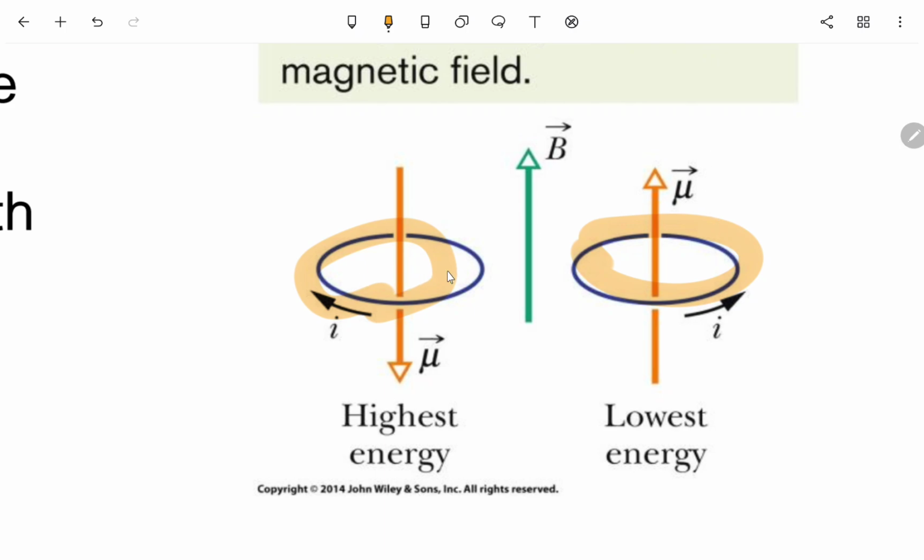Here is just to remind you: if you have a coil like this, the current is counterclockwise. You use your forefinger to follow this direction, your thumb is pointing downward, so the magnetic dipole moment is pointing downward. In this other case, you use your forefinger to follow the direction like this, your thumb is pointing upward, so the magnetic dipole moment is pointing upward.